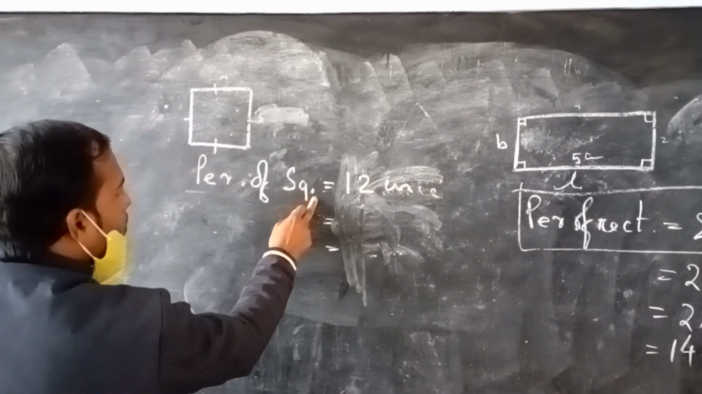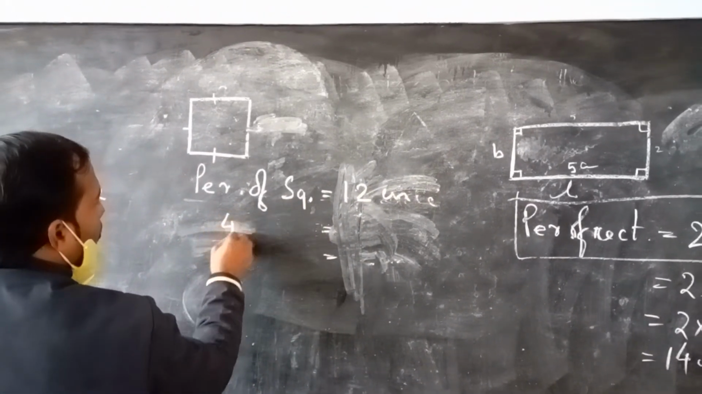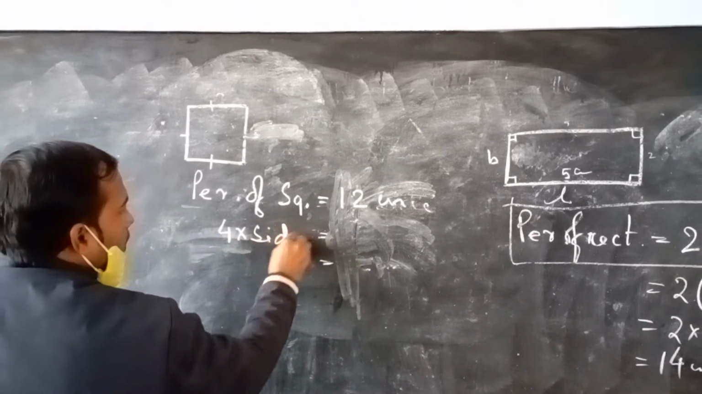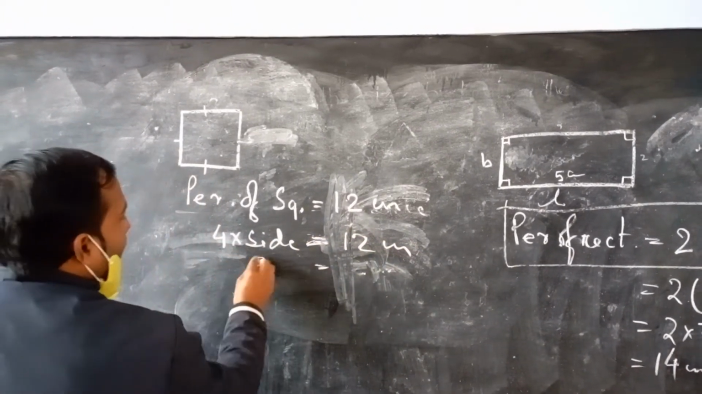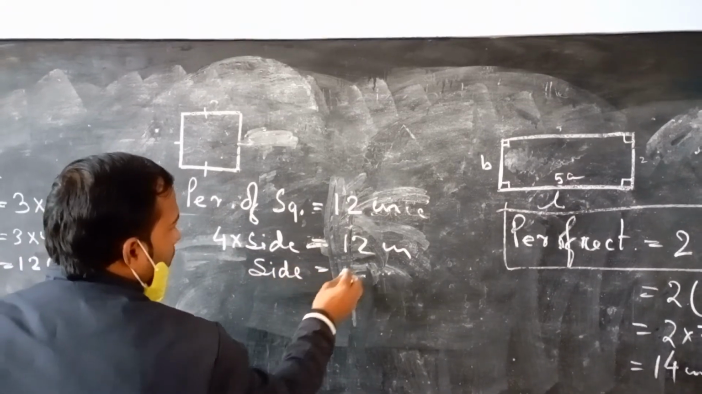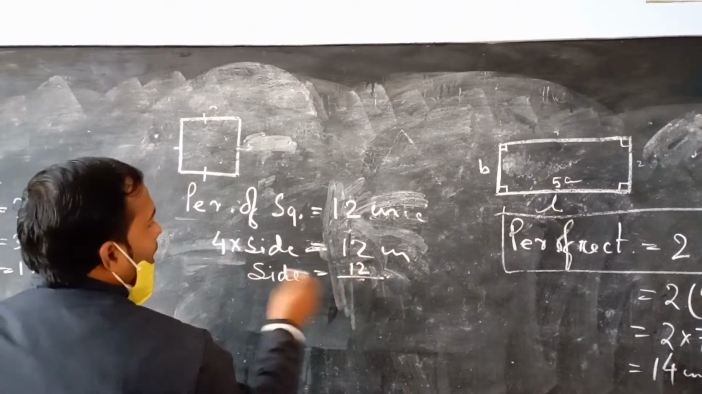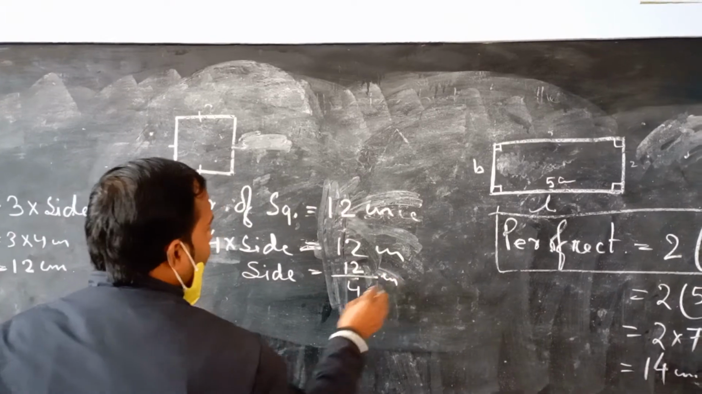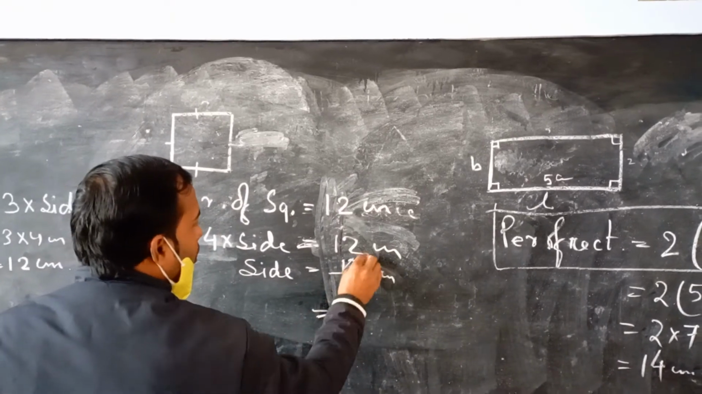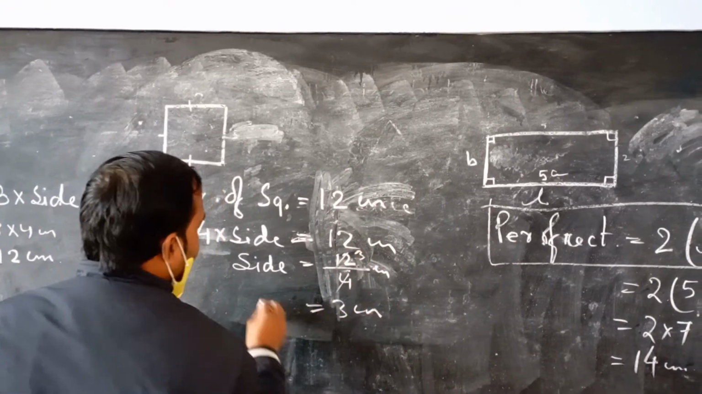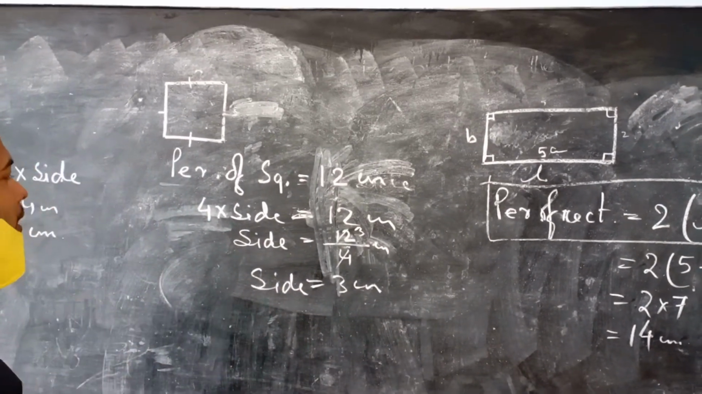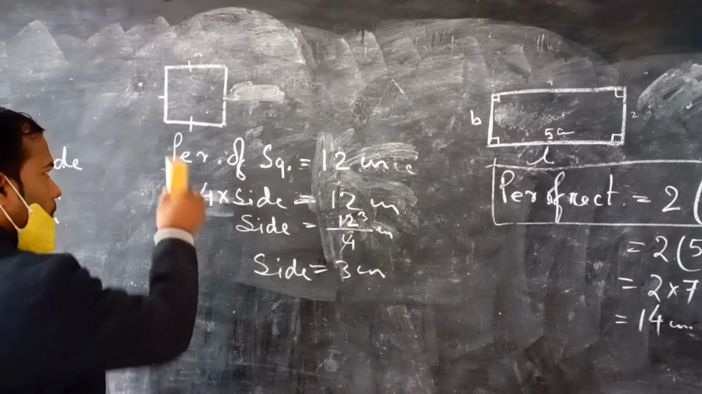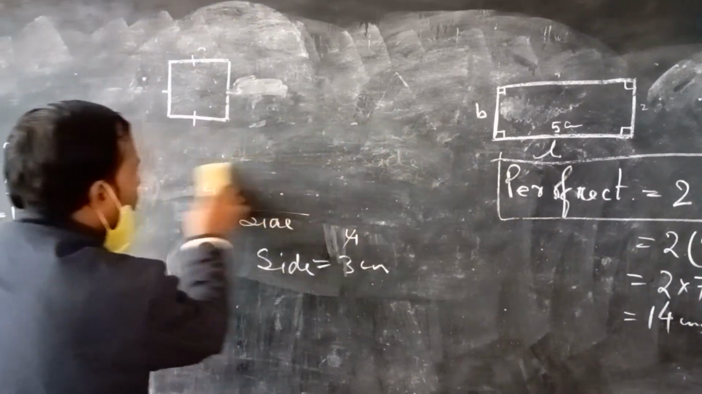Then in place of perimeter of square, just put the formula 4 into side. 4 into side is equal to 12 centimeter. Then side is equal to 12 divided by 4 centimeter. If you cut it, then you will get 3 centimeter. Side is equal to 3 centimeter. Okay? Like this way, I think everyone can do. Now go to area.